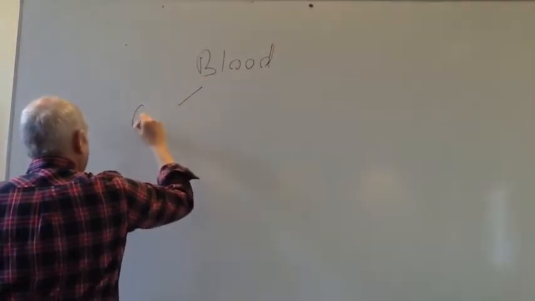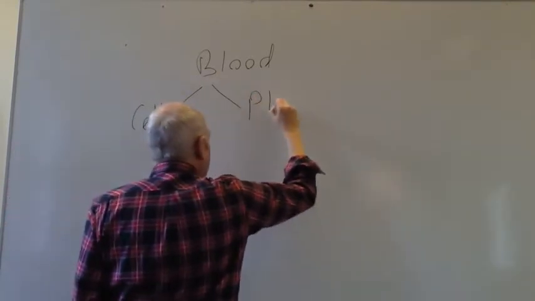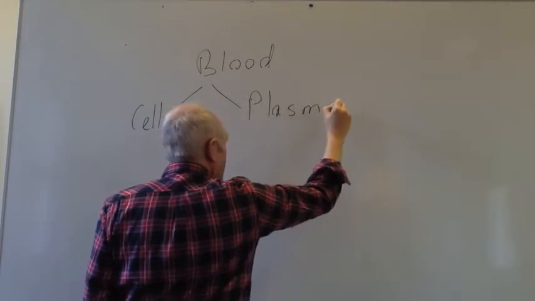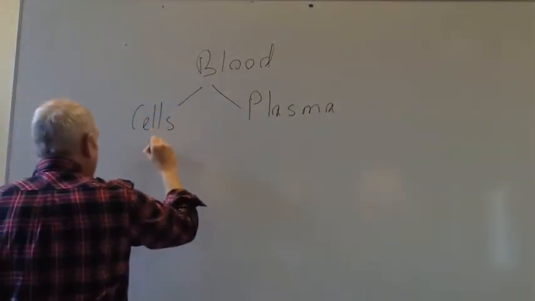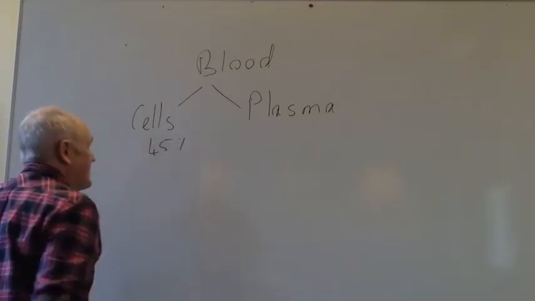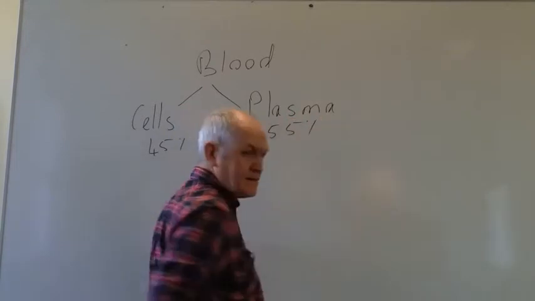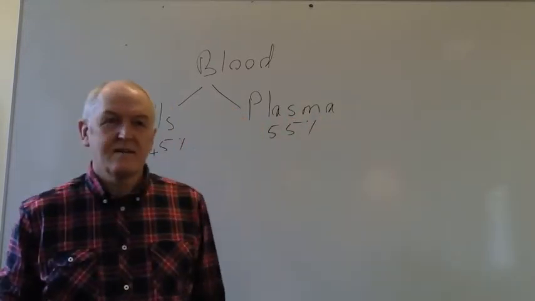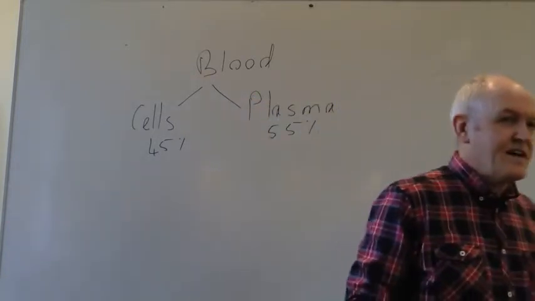But today we want to notice that blood is composed of cells and plasma. And normally it's around about 45% cells and about 55% plasma. And the plasma, of course, is the liquid part in which the cells float.